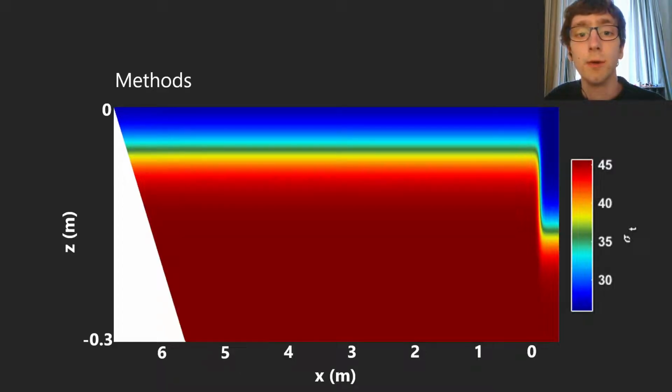So in the numerics, this is what this looks like, where we have a pycnocline extending through the top half of the water column throughout the main tank, and then in the gate region it's displaced, and there's a small transition distance where in the numerics we don't have a gate.